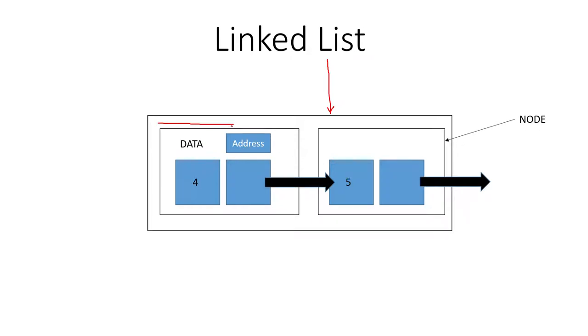and a linked list has elements called nodes. Okay, so this whole element which we are seeing here is called a node. It has a data part and it has one address part. The data part holds data, and the address part points to the next node.